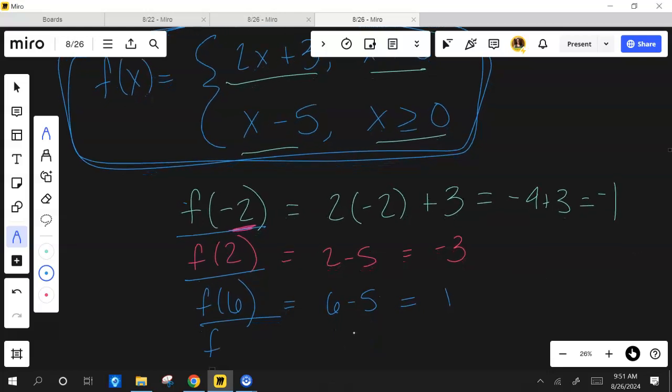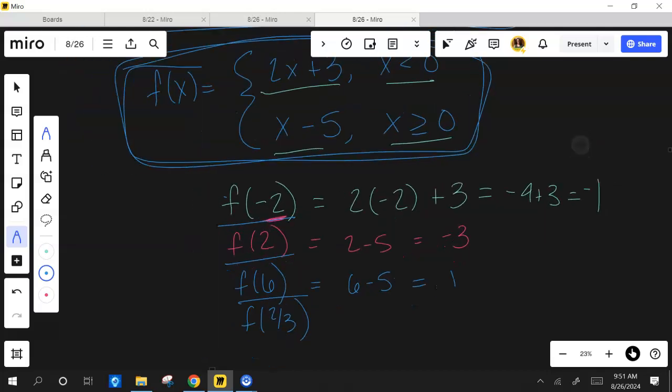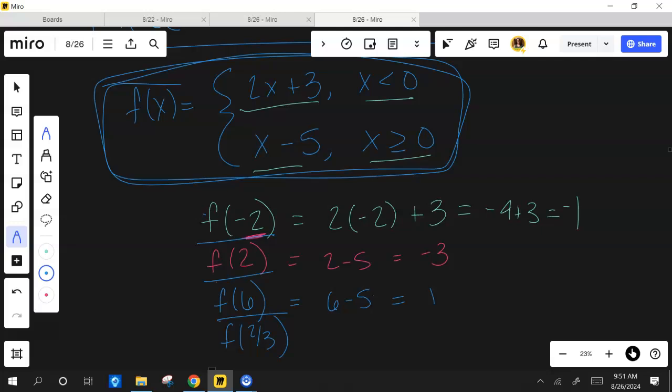Grayson, what'd you say, 2 over 3? Which equation am I in, top or bottom? Is 2 thirds smaller than 0 or bigger than 0? Bigger than 0. So I'm in the bottom equation. So it would be 2 thirds minus 5, which would be negative 13 over 3, because it's going to be 15 over 3. No, only the x, so I can determine which equation to use.